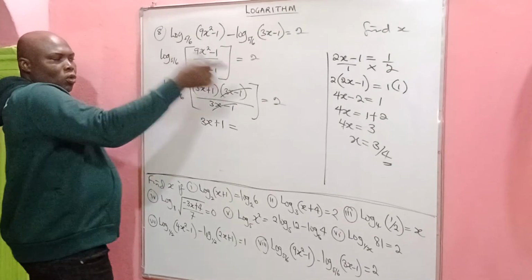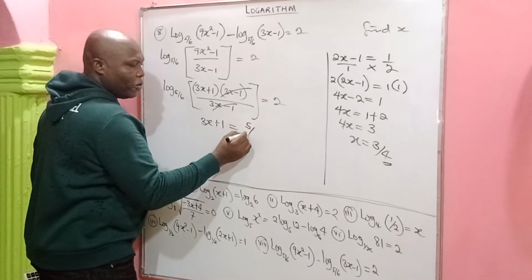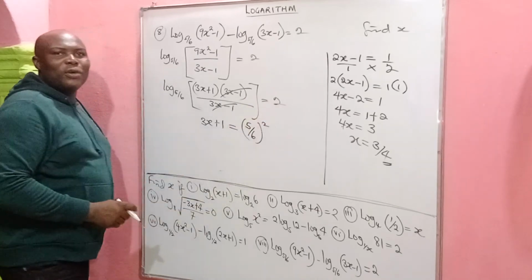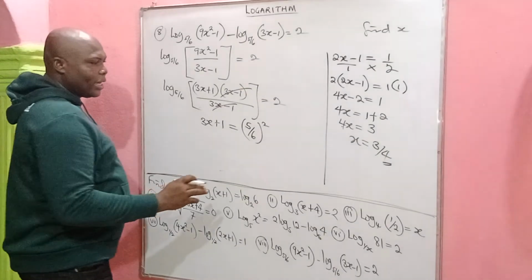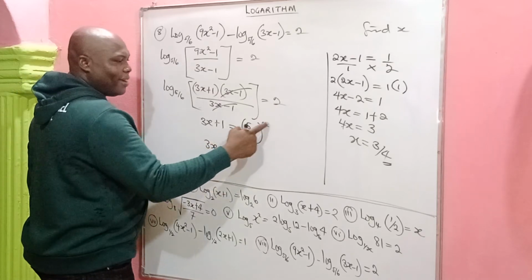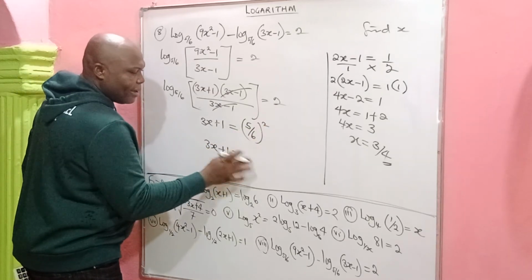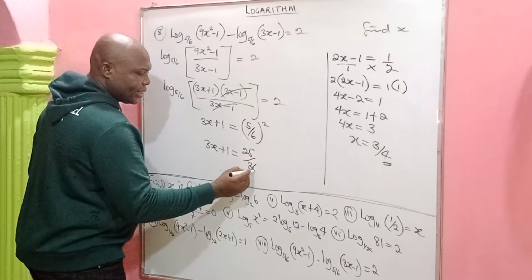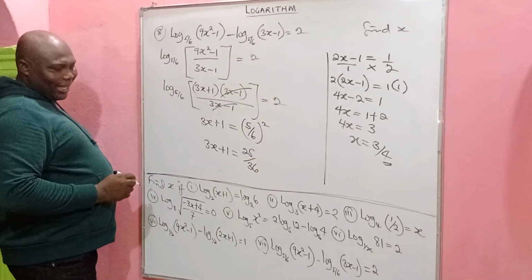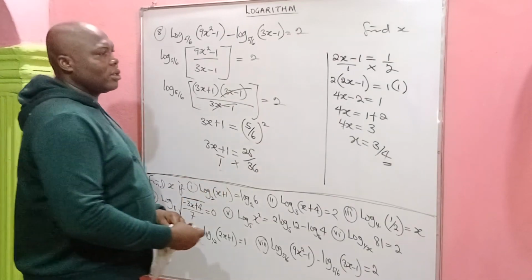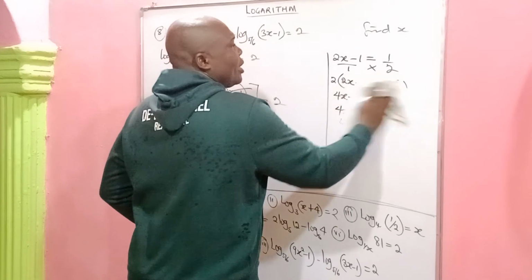5 over 6 will cross to 5 over 6, where the 2 that is here will become the power. We should get it by now. Alright, so that we are going to have 3x plus 1 is equal to 5 squared, 25, all over 6 squared, 36. So at this point we'll make this over 1 and cross multiply. Take note of that.